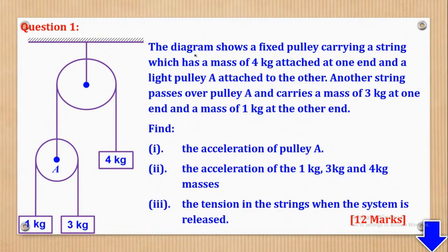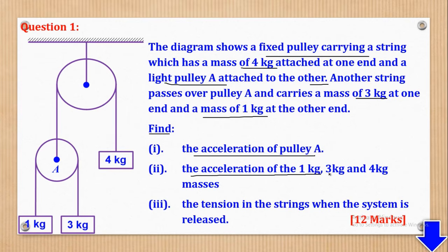Question 1 says that the diagram shows a fixed pulley carrying a string which has a mass of 4 kilograms attached to one end and a light pulley A attached to the other end. Another string passes over pulley A and carries a mass of 3 kilograms at one end and a mass of 1 kilogram at the other end. Find: one, the acceleration of pulley A; two, the acceleration of the 1 kilogram mass, 3 kilogram mass and 4 kilogram mass; then three, the tension in the strings when the system is released.